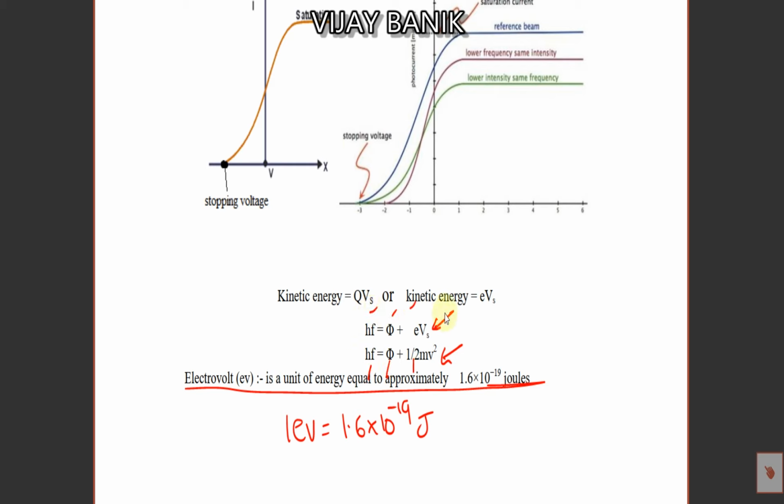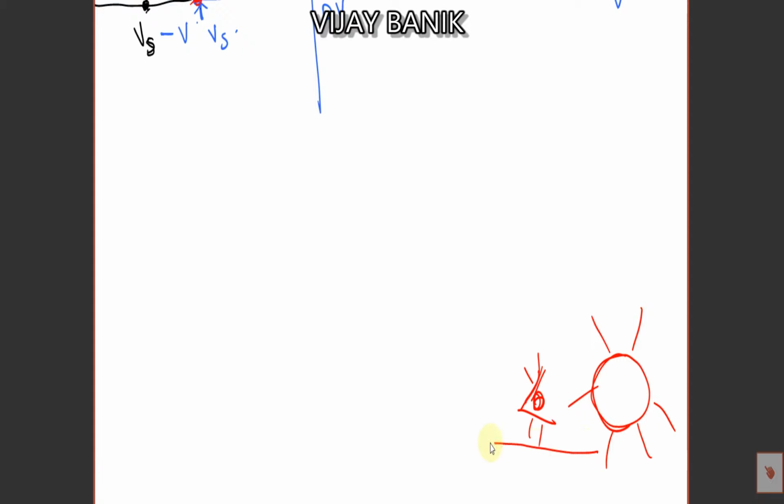Okay, now let's talk about intensity. Remember, intensity is power divided by area. For example, if you have a source of light, the closer you are to that source of light, the more you feel the intensity of light. But if you go further away, the intensity which you feel decreases the further you go.